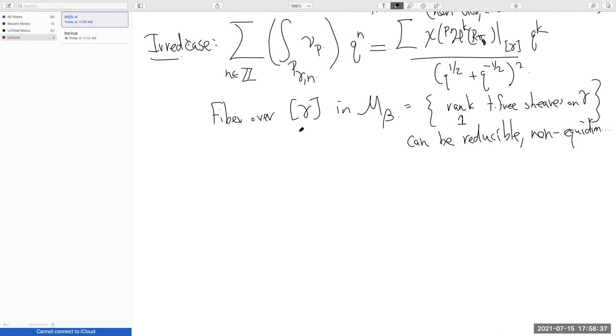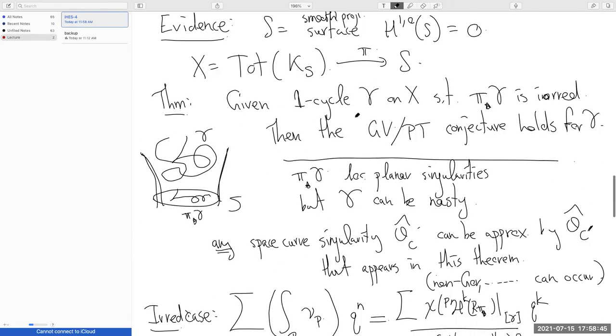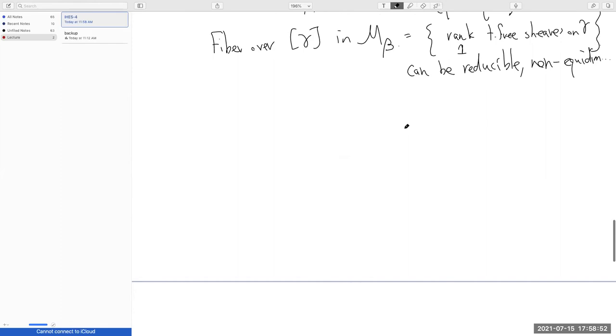So I want to say something about the proof of this theorem. Again, the statement of the theorem is that for these kinds of curves, this correspondence is going to be true, independent of how bad the singularities are. And the reason I want to say something about the proof is that the philosophy of the proof is something that shows up a lot in this flavor of Donaldson-Thomas theory, and it also shows up in other parts of algebraic geometry. So let me just say something about the philosophy of the proof. Maybe philosophy is too pretentious a word. Let me just say strategy.